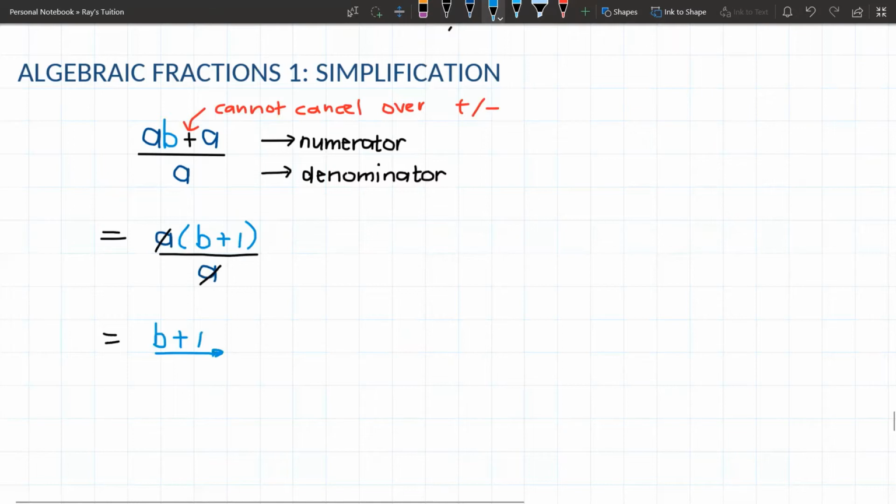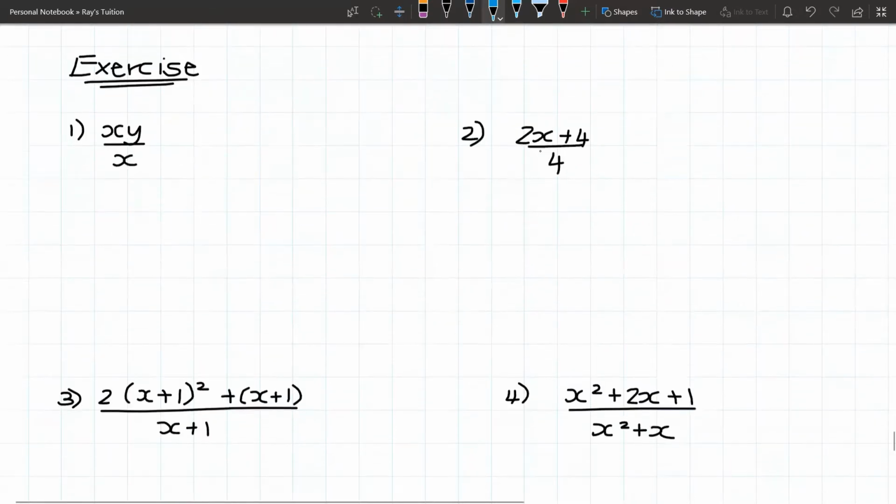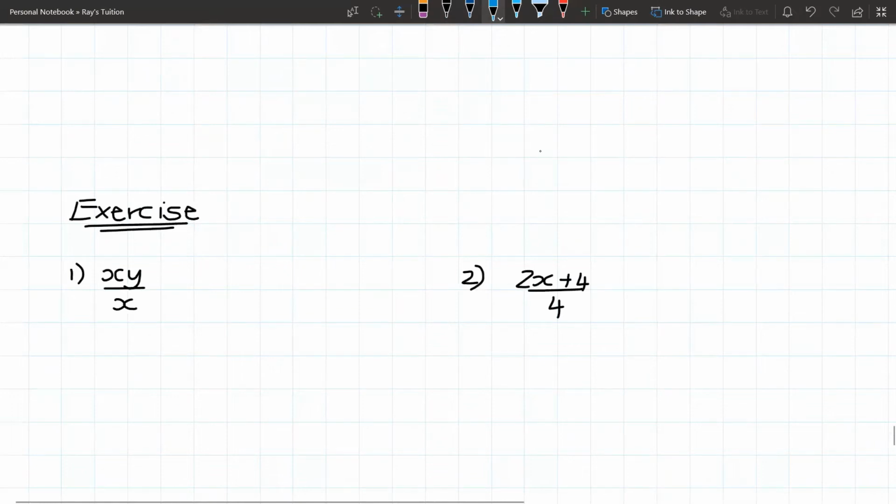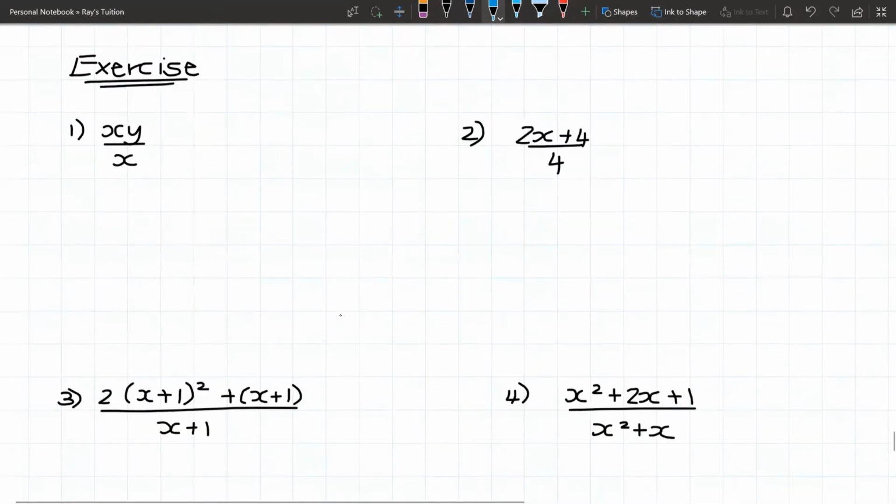Okay, so that is how we do algebraic fractions. We need to know how to factorize because it is a very important step in simplifying algebraic fractions. Let us have a look at some examples. Now, here are some exercises. I suggest you pause the video and attempt them before we go through them together.